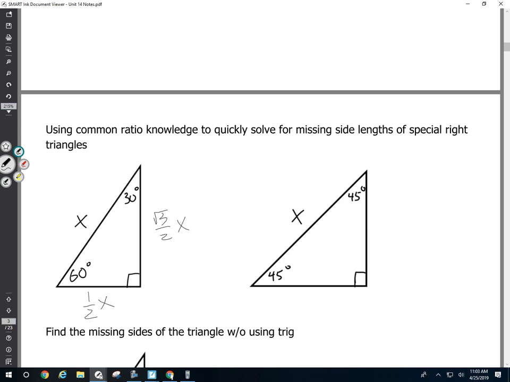Now, what's cool about this is no matter what we're given, whether it's the shorter side length, the longer side length, or the hypotenuse, we can find the other two sides. Because if I want to go from 1/2 to root 3 over 2, what do I do to 1/2 to get to root 3 over 2? What mathematical operation can take 1/2 and turn it into root 3 over 2?